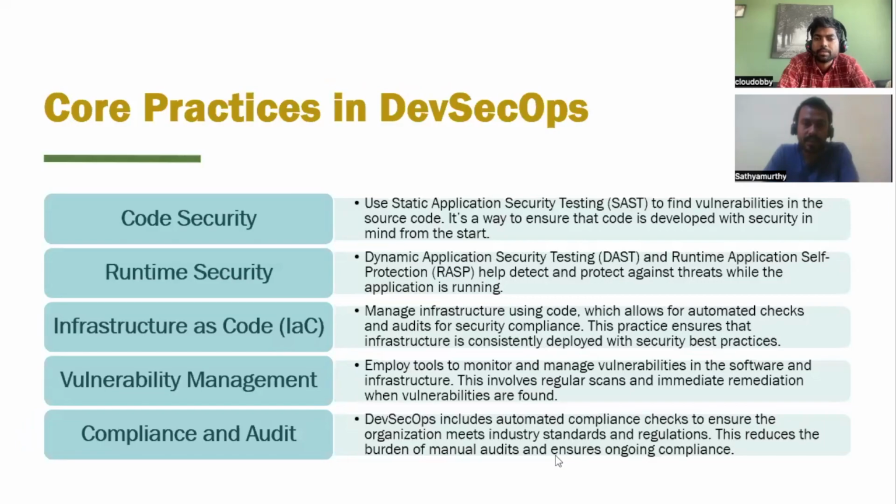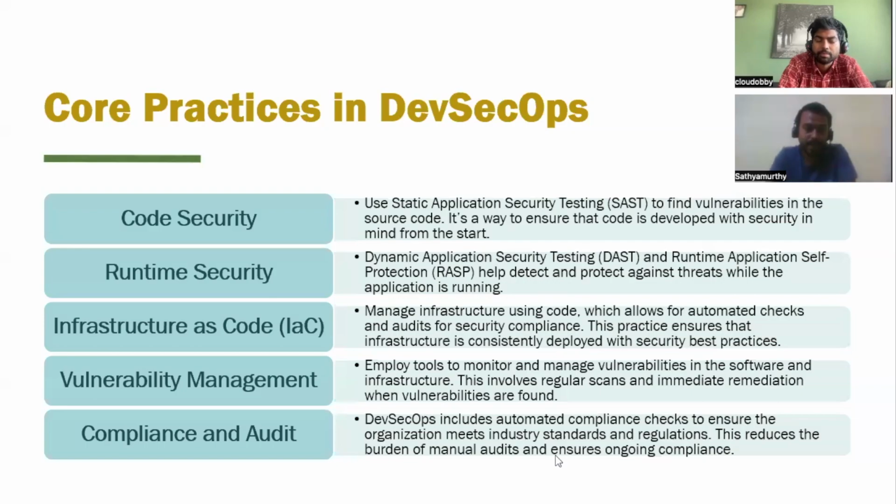Use static application security testing to find vulnerabilities in the source code. It is a way to ensure that code is developed with security in mind from the start. SAST is a type of security testing that analyzes the application source code or bytecode to find security vulnerabilities, coding errors, and other weaknesses without executing the code. SAST is a crucial tool for integrating security into the development process early.